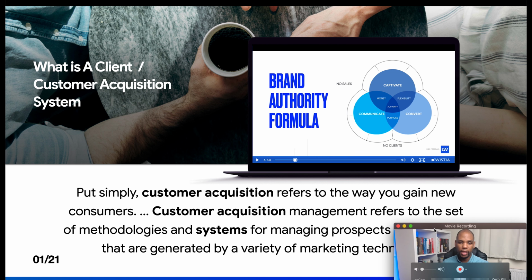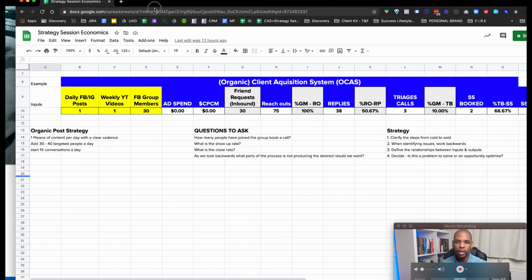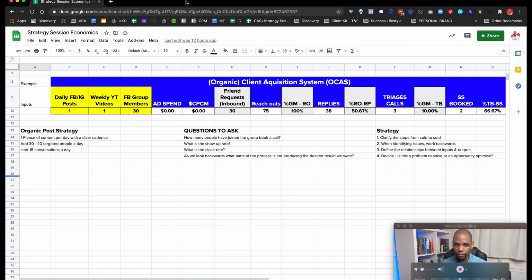So simply put, your client acquisition system refers to the way you gain new customers. Now, customer acquisition management refers to the set of methodologies and systems for managing prospects that are generated through a variety of marketing techniques.